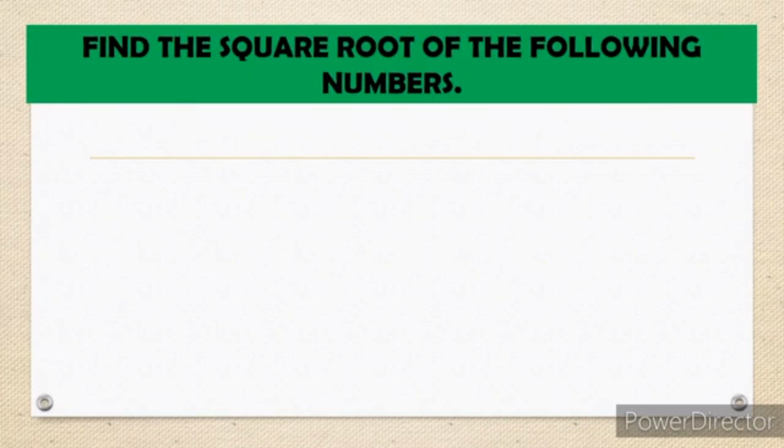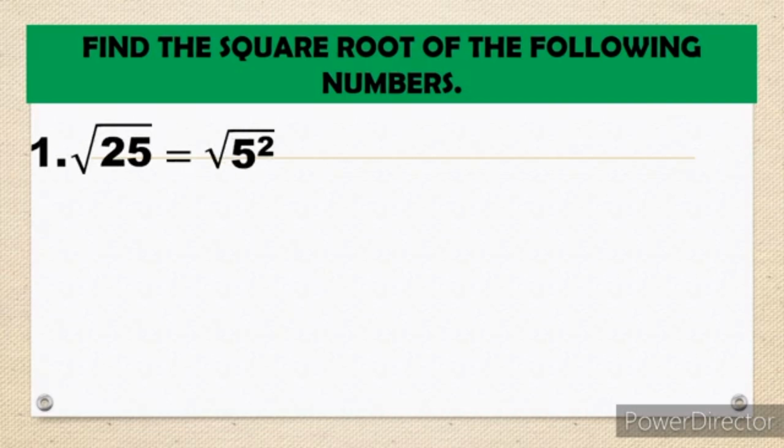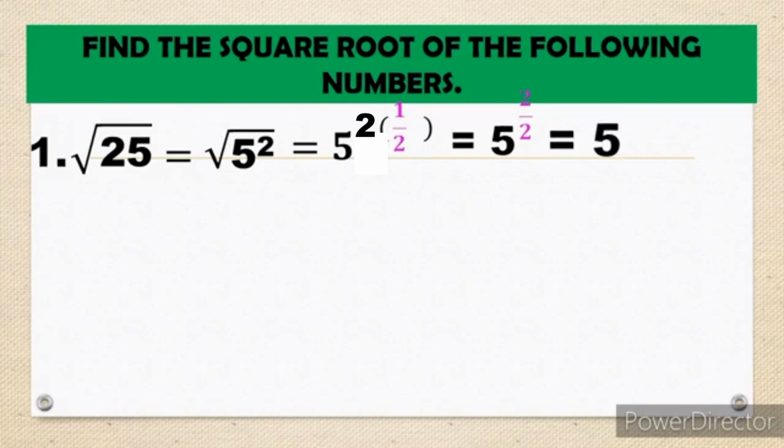But before that, let's review how to find the square root of the following numbers. The square root of 25 is equivalent to the square root of 5 squared. Square root is equivalent to the exponent 1 half. So we have 5 squared times 1 half, and then we multiply the exponents. 2 times 1 half is 2 over 2, which is equal to 1. So we have 5 raised to 1, which is equal to 5.